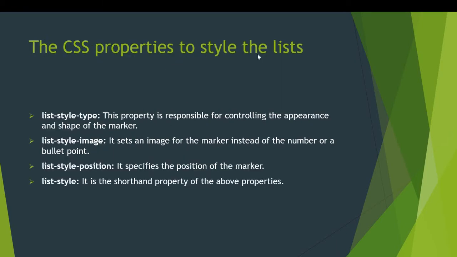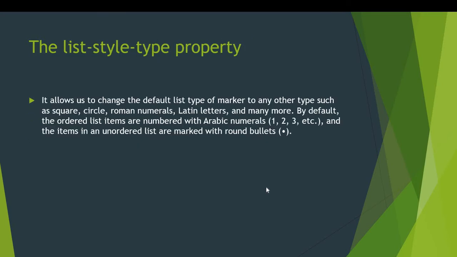The CSS properties to style the list are: first, list-style-type. This property is responsible for controlling the appearance and shape of the marker. List-style-image. It sets an image for the marker instead of the number or a bullet point. List-style-position. It specifies the position of the marker. List-style. It is the shorthand property of the above properties.